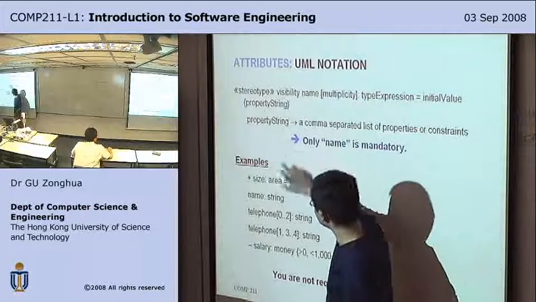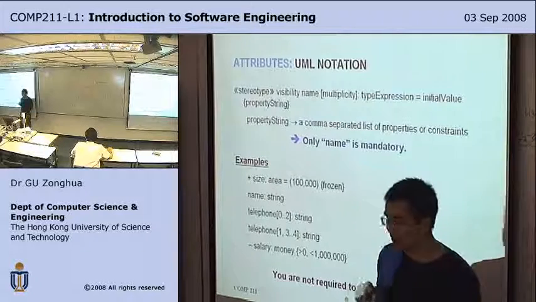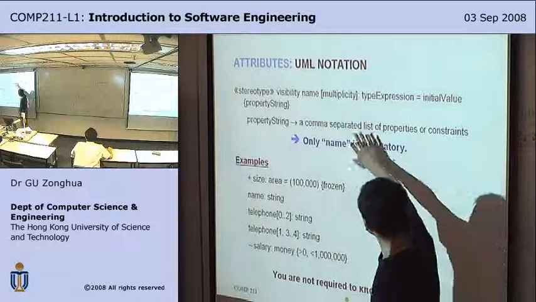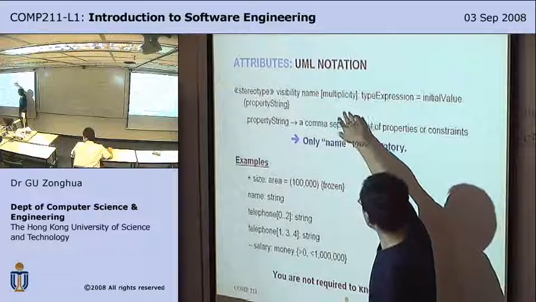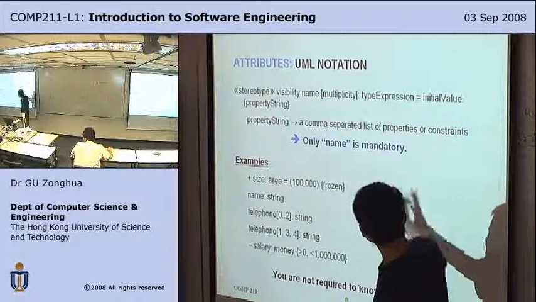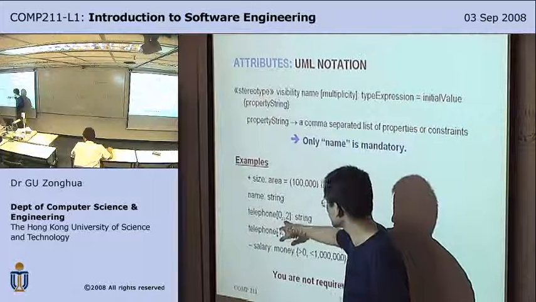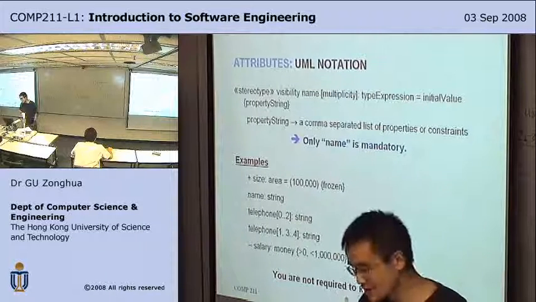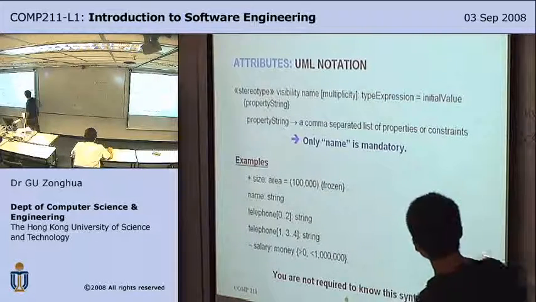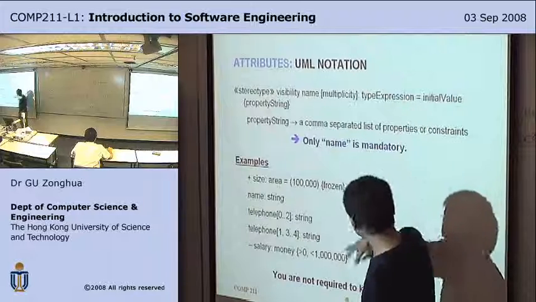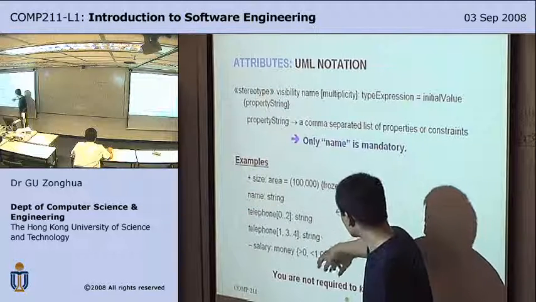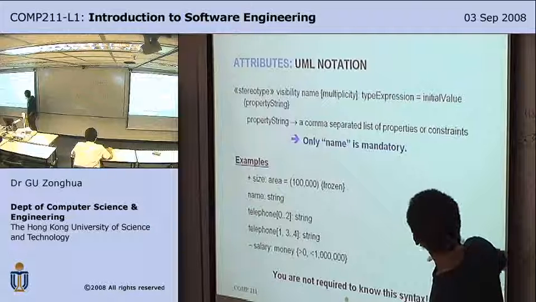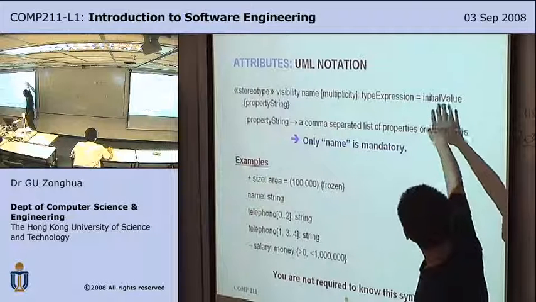Visibility, which is plus, means public. Minus means private. Name, and parentheses, multiplicity. For example, telephone, parentheses, 0..2, means that you may have 0 or 1 or 2 telephone numbers. A type expression, that is a string, or money. Money is a type. And equals initial value.